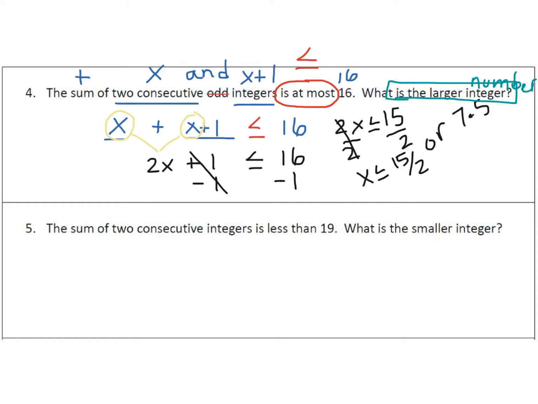And so what I need to do is add 1 to that, because we had x and x plus 1. So the answer I need to give them is 8.5. All right? Awesome. Great job. I want you to pause the video and see if you can do number 5 on your own and practice with the consecutive integer problems.